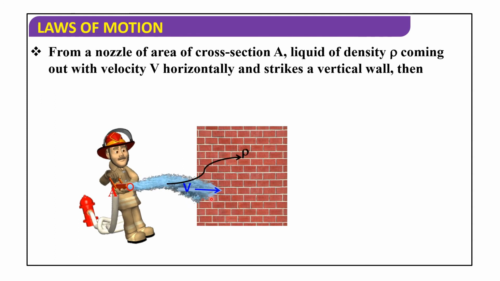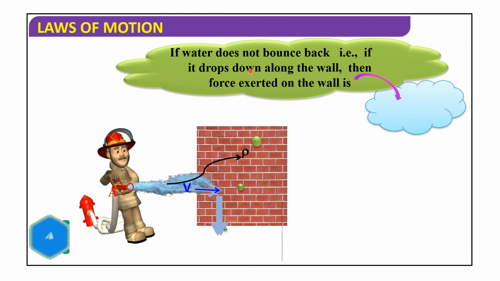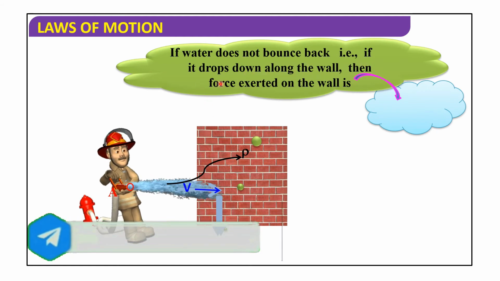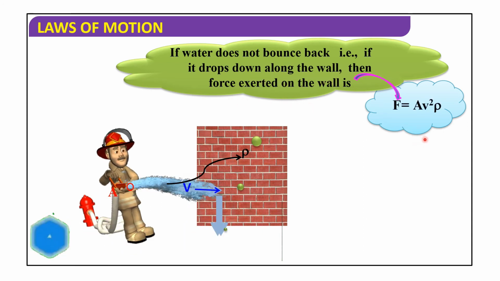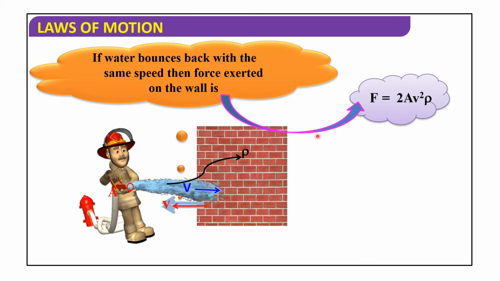This is velocity v. If water does not bounce back, that is, it drops down along the wall, then the force exerted on the wall is F equals A v square rho. If water bounces back with the same speed, the force exerted on the wall is F equals 2 A v square rho.